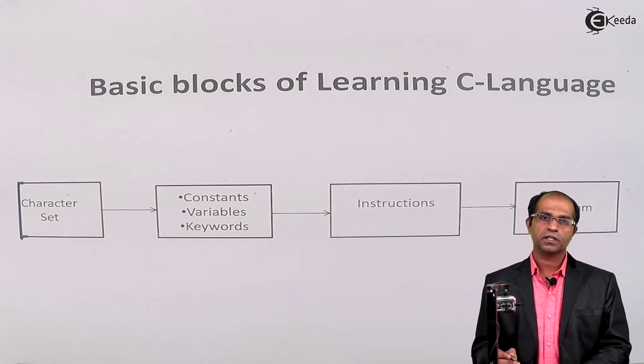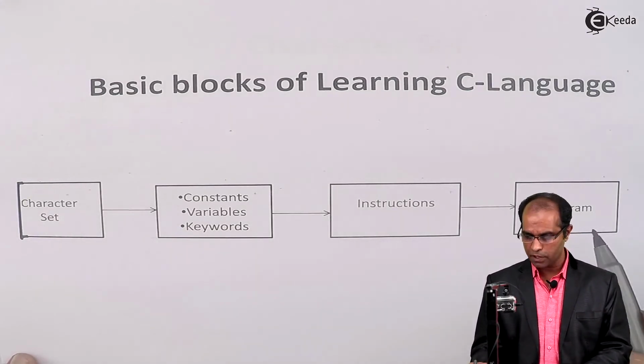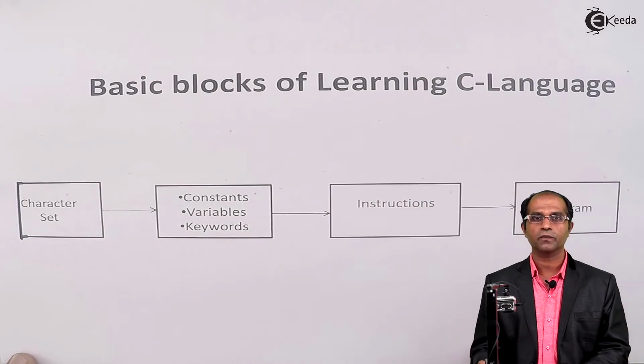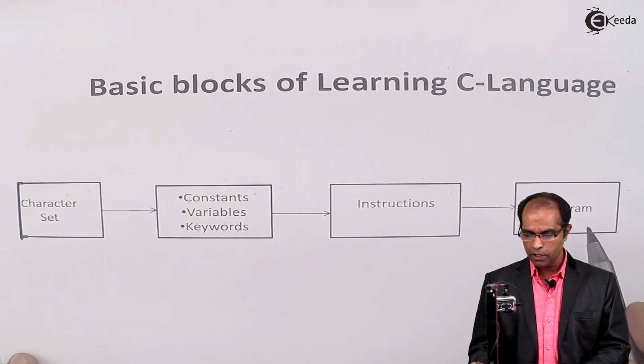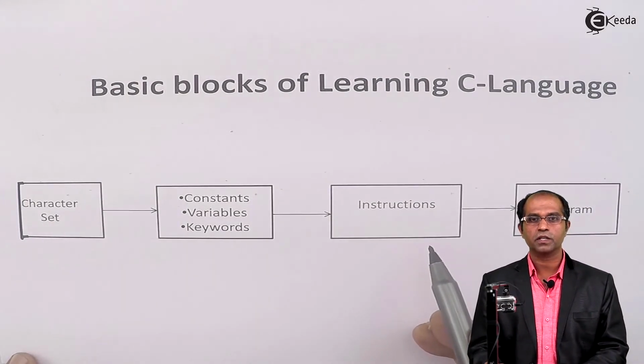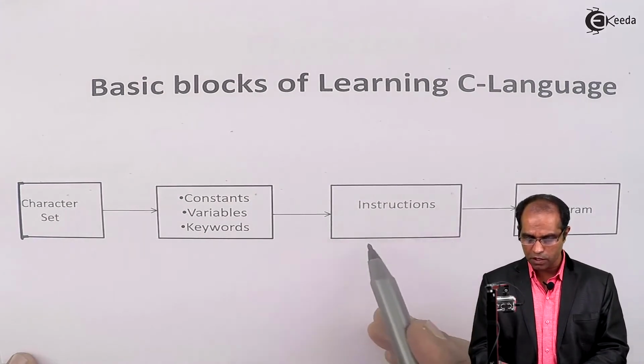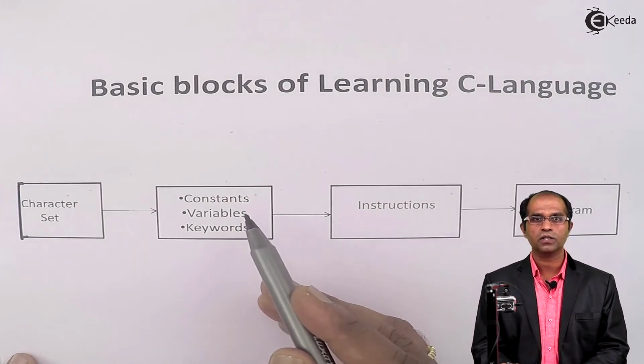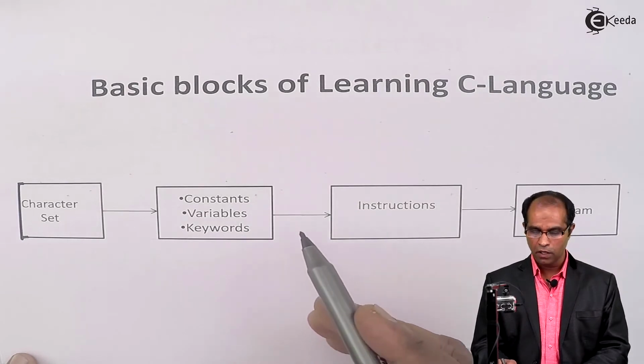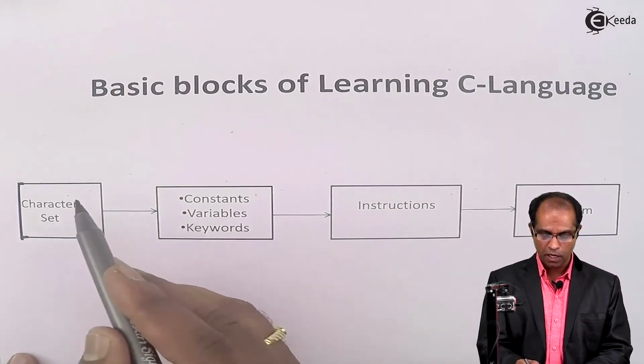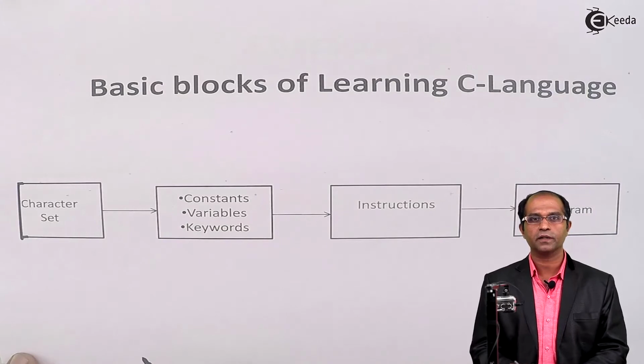The ultimate destination or aim of learning this language is to write something called a program. The program is nothing but a collection of instructions. Instructions are nothing but a collection of constants, variables, and keywords. These constants, variables, and keywords are nothing but a collection of character set.